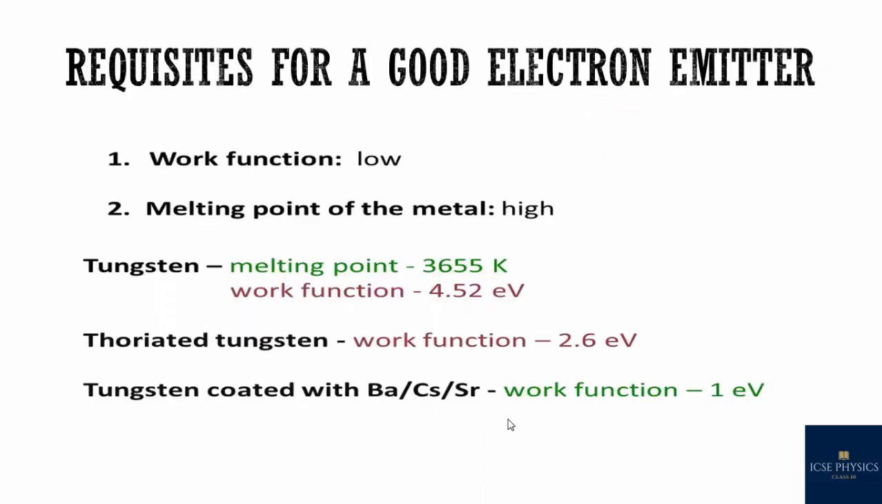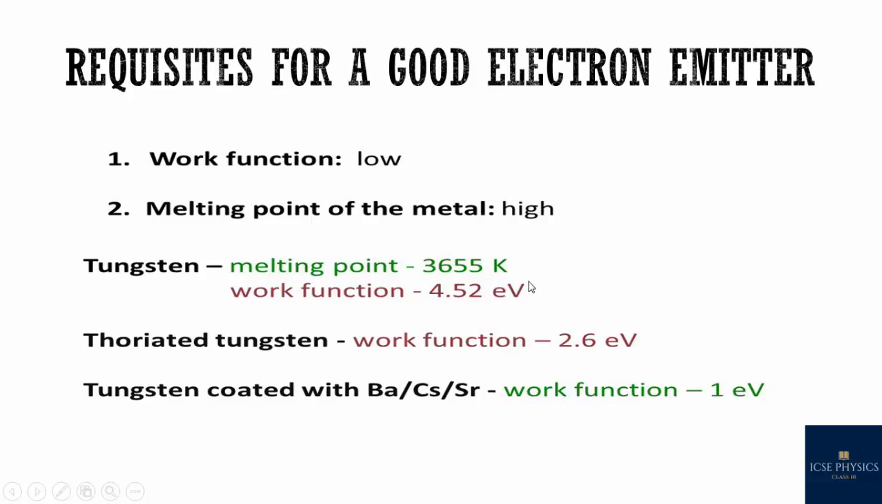Now, what are the requirements for a good electron emitter? So, first thing is that the threshold energy should be low, or the work function should be low. Then second one is the melting point of the metal should be high. Considering these two factors, tungsten is a good electron emitter. Why? Because it has a very high melting point, that is 3655 Kelvin, and the work function is also low, 4.52 electron volt. But the work function seems high here.